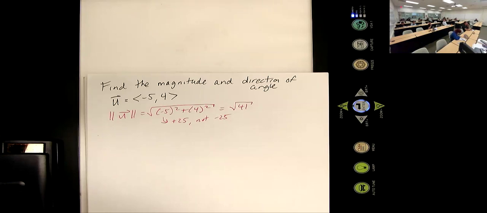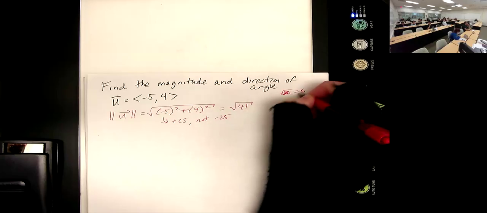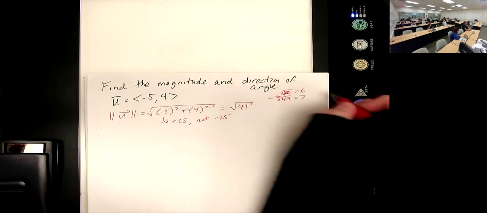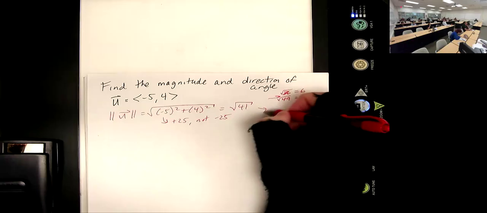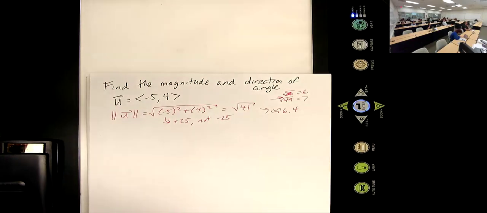Does it get any cleaner than that? Not really. Square root of 36 would be 6. Square root of 49 would be 7. This is closer to 6 than 7. I'm guessing about 6.4, but I didn't put it in a calculator.